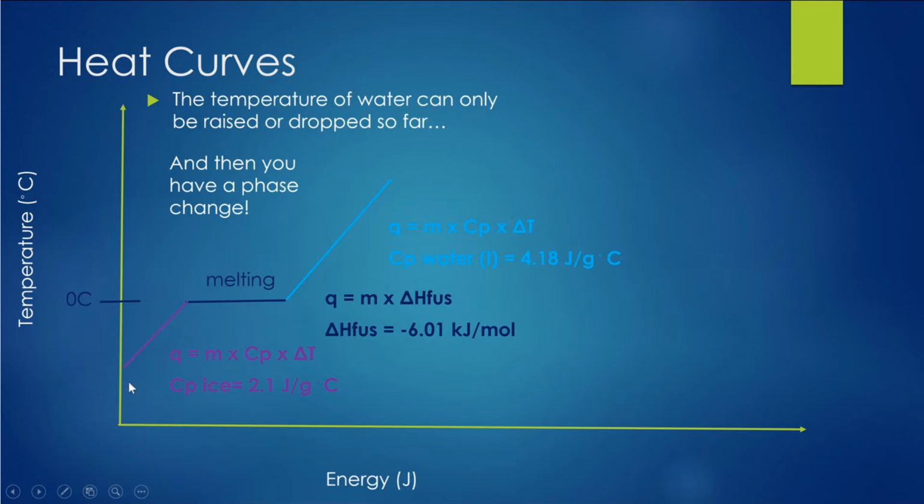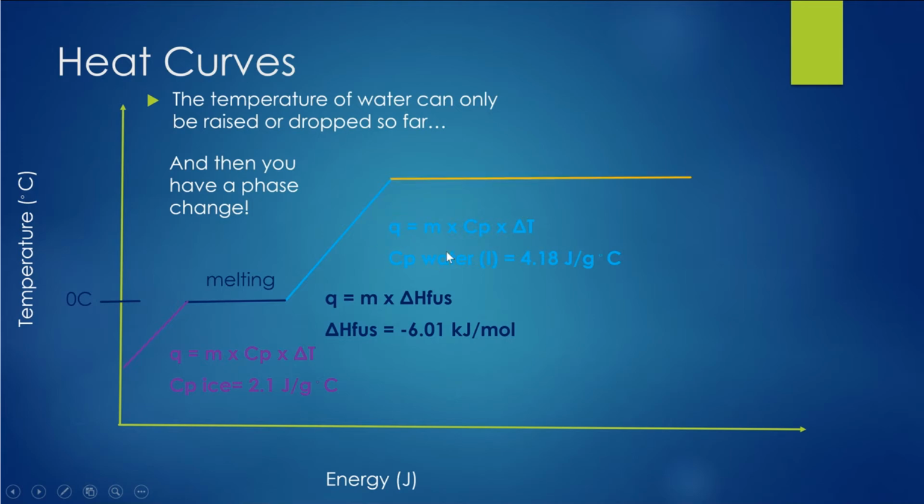So here we have our graph. We're warming up ice, warming up ice. Then we have to stop, and before we can move from 0 degrees Celsius, we have to melt all of the ice. It's a different formula. You're going to find a different amount of energy. Once you have all liquid water, you can continue to raise that temperature 100 degrees using this formula.